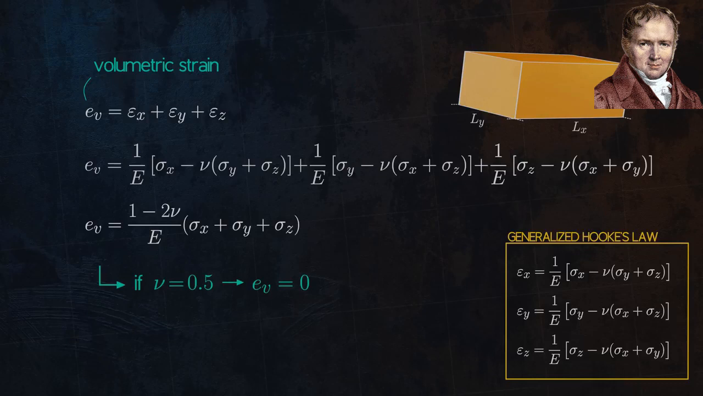This means that for materials with a Poisson's ratio of 0.5, the volume of the material remains constant as it deforms. These are known as incompressible materials. Rubber is an example of an incompressible material. And that's it.